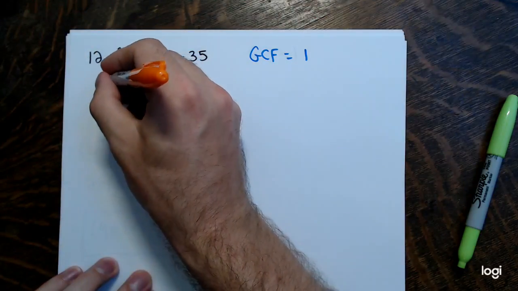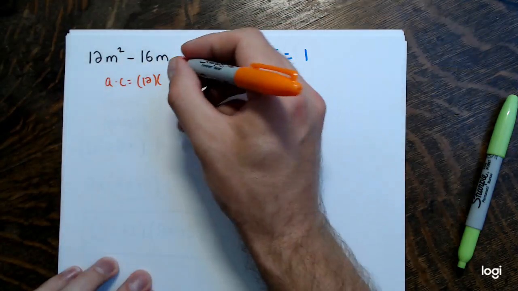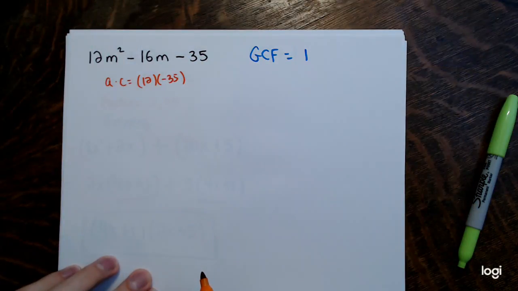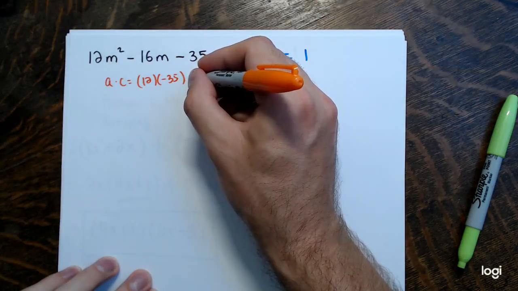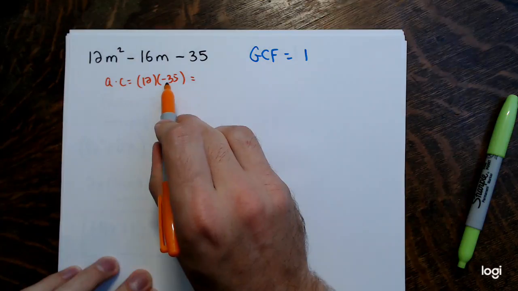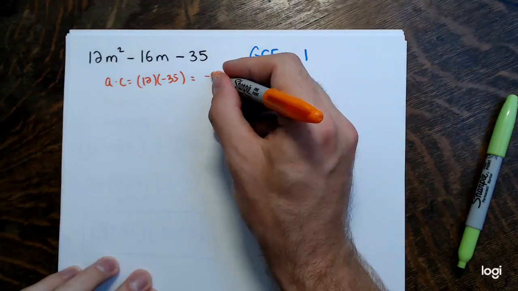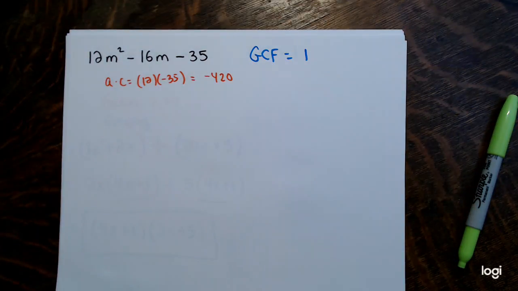I'm going to go through that same procedure. A times c, that's 12 times negative 35. Okay, let's see. That'd be negative 420, right? Because this is negative 5 times 7, right? Negative 5 times 12 is negative 60. Negative 60 times 7 would be negative 420, right? All right, so negative 420.